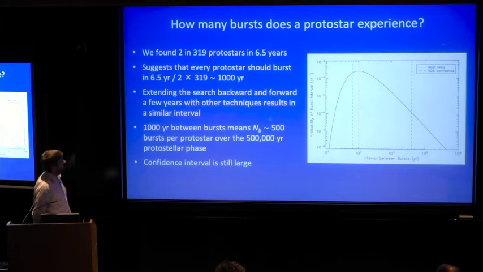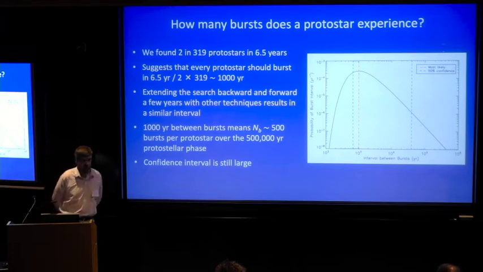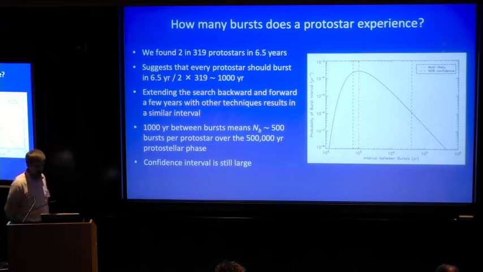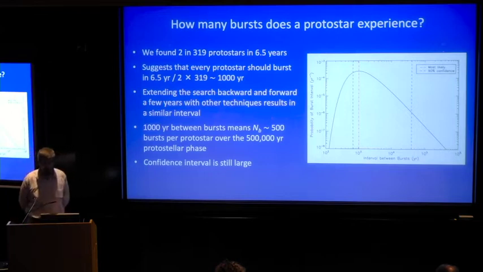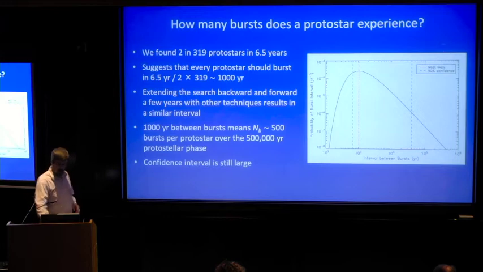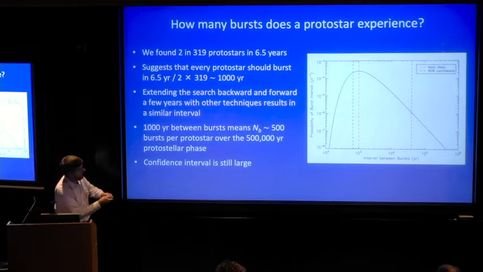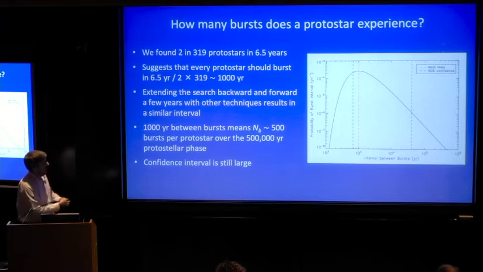We have evidence now of a couple more bursts that were picked up in a final round of imaging with Spitzer that's in prep. And these continue to point to about 1,000 years between bursts. This means that if a star takes 500,000 years to clear out its envelope, it might have a few hundred bursts during that period. But we still have a large confidence interval. I'm just illustrating here how the probability distribution peaks around 1,000 years. The 90% confidence intervals go from a few hundred years up to about 40,000 years.